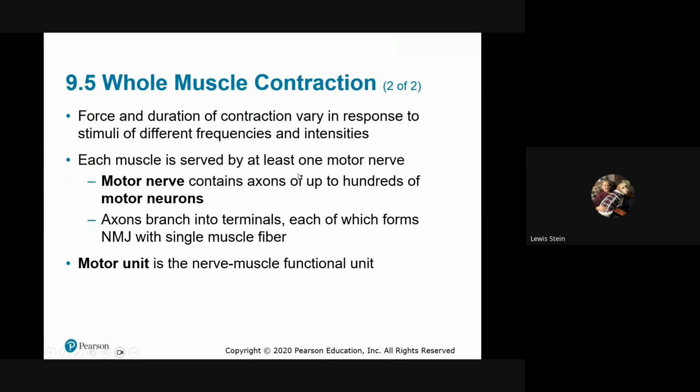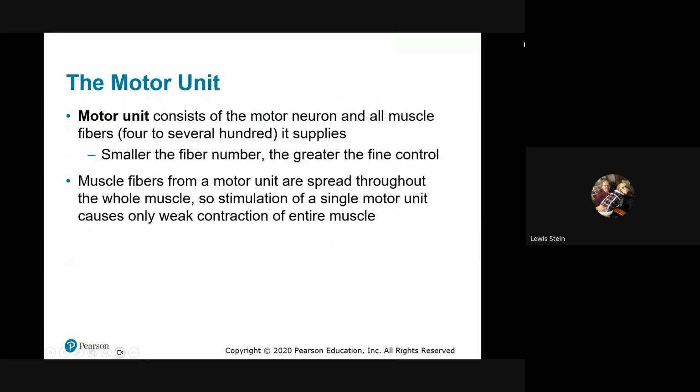So each muscle is served by at least one motor nerve, axons of up to hundreds of motor neurons. They branch into terminals. We saw that. The motor unit is basically the nerve and the muscle together. Not a big deal. I'm not going to ask many questions about a motor unit. It consists of one nerve and all the fibers. You can see from very little to quite a few.